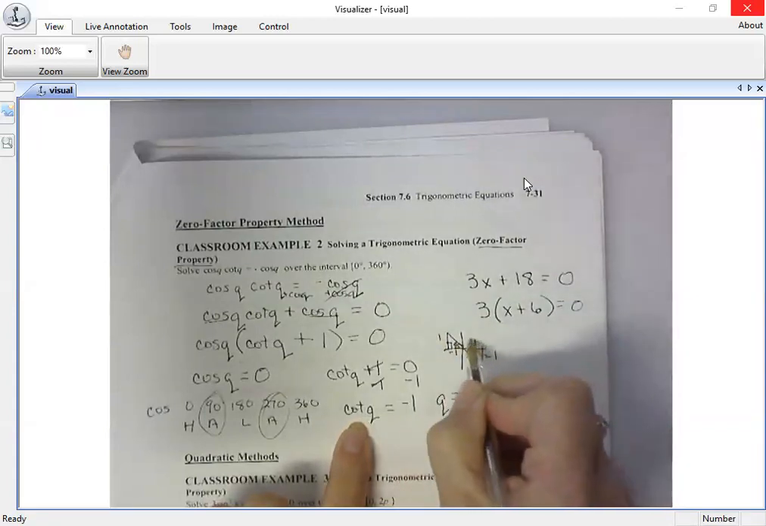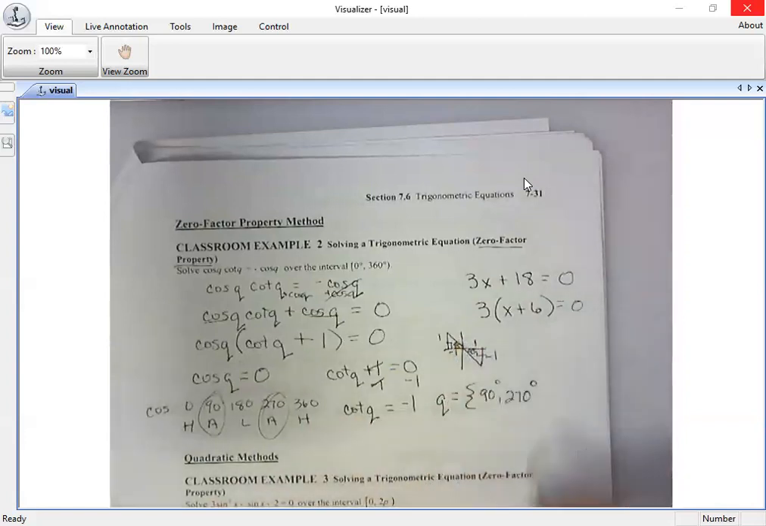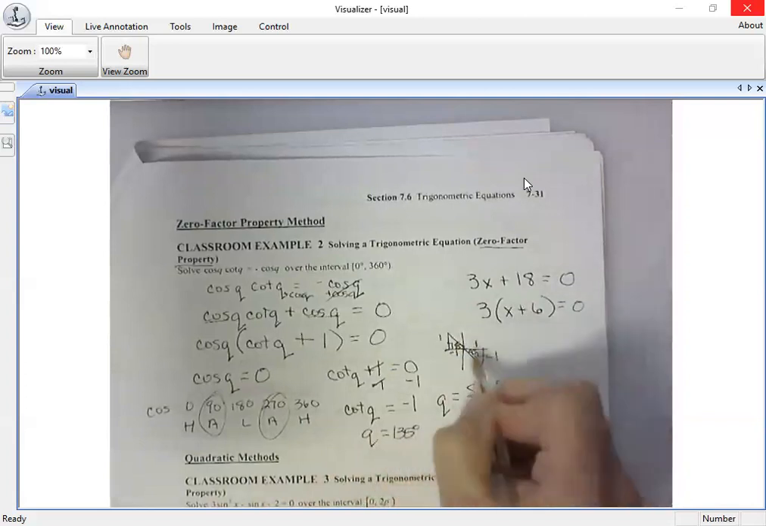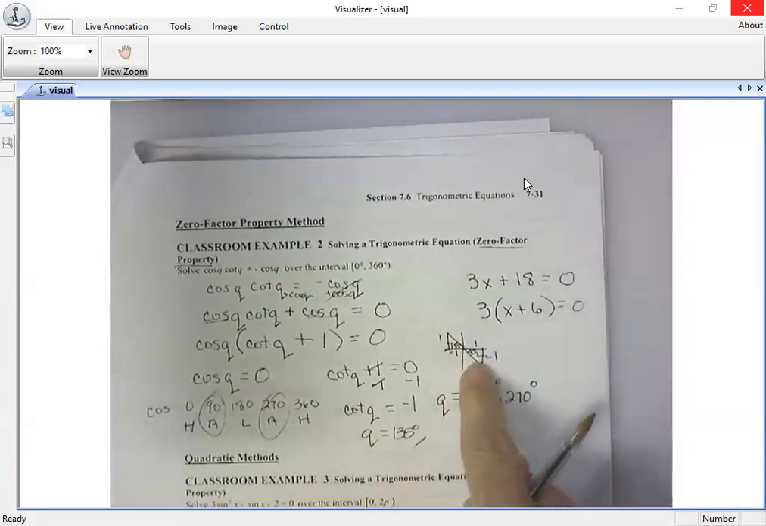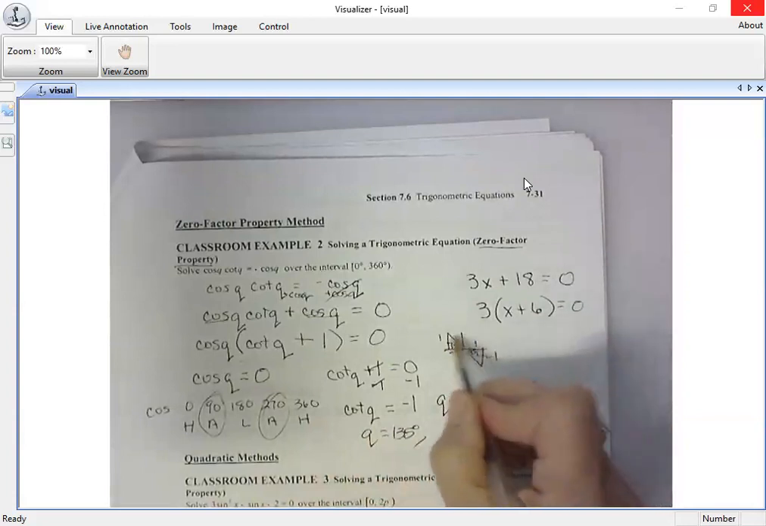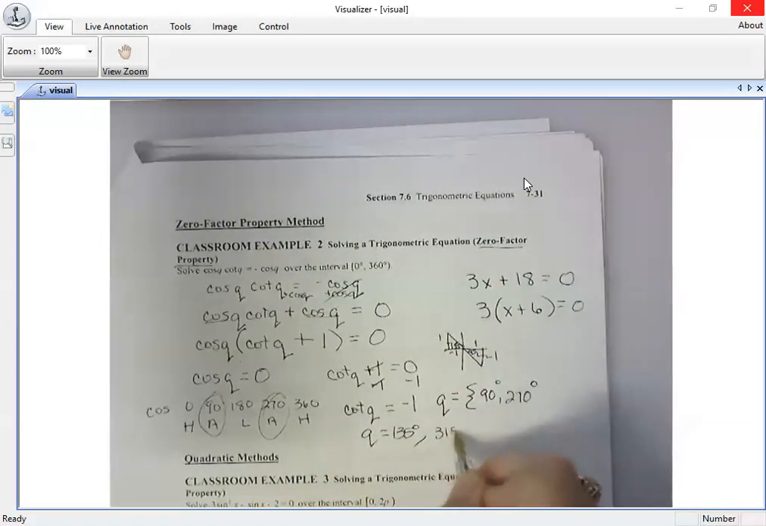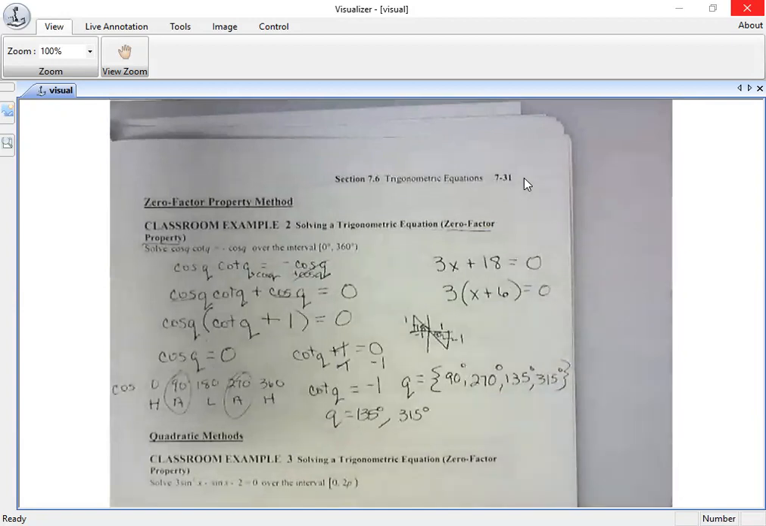If I travel over to a 45-degree reference angle in the second quadrant, that's how many degrees? 135, because it's 90 plus 45 more. What would be this angle measure here? Because I would go 270 plus 45 more, and that would be 315. I've actually got 4 different angle measures that would make this true.